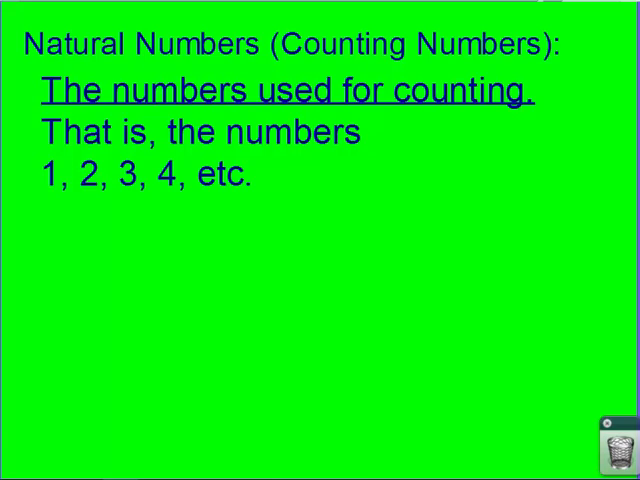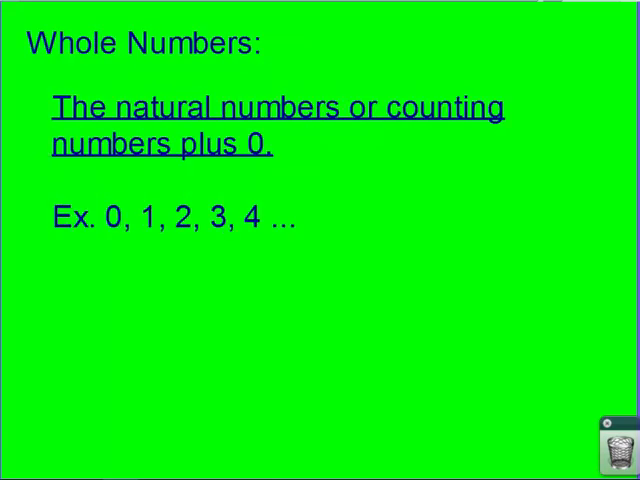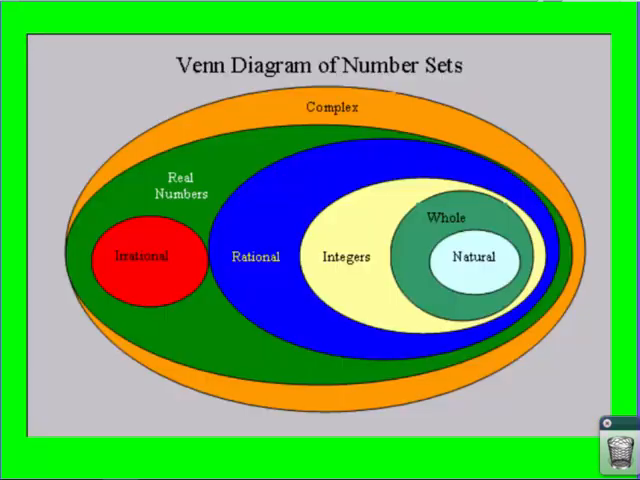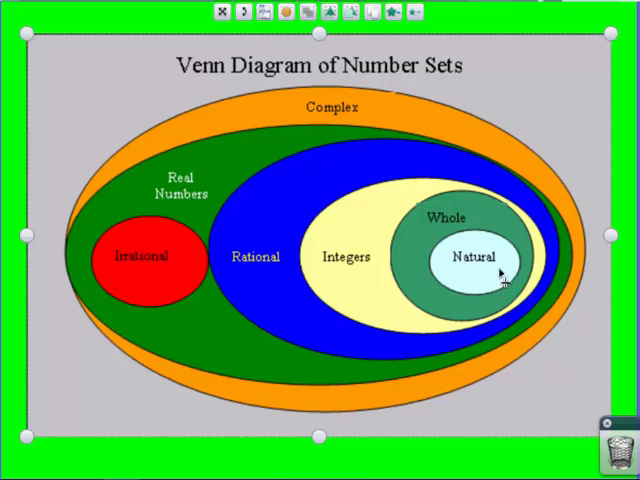So let's look at the next set. The next set is the set of whole numbers. And the set of whole numbers are the natural numbers, or the counting numbers, plus 0. So when we go from our natural numbers right here, we only add one number to get to the whole numbers, and that is the number 0.